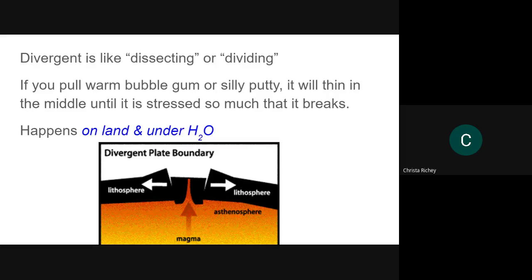Once again, divergent. It's extending away from the rift. We're going in opposite directions away from the rift. This is what the mid-Atlantic ridge specifically is. The entire part of it is a divergent boundary. The mid-Atlantic ridge is the primary reason why Pangea split.